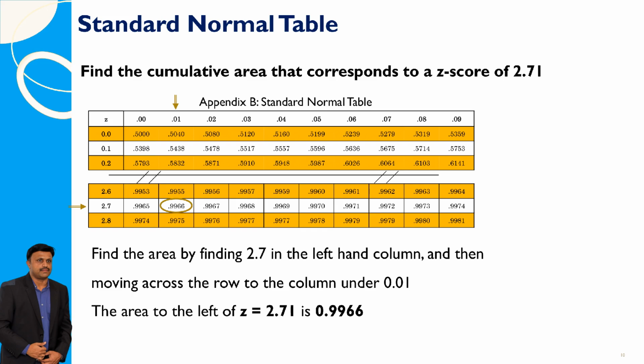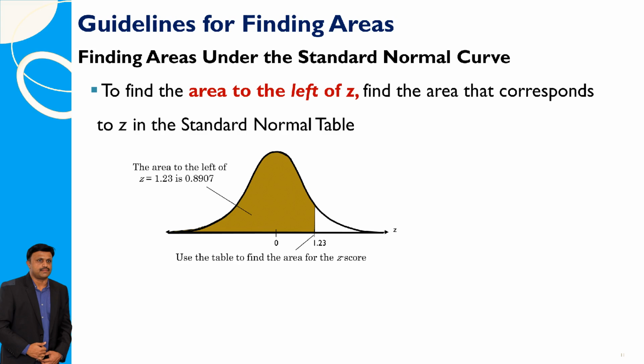To find the cumulative area corresponding to a z-score of 2.71 using the standard normal table, locate 2.7 in the left-hand column and then move across the row to the column under 0.01. The area to the left of z equals 2.71 is 0.9966. To find the area under the standard normal curve to the left of a given z-score, refer to the standard normal table to determine the corresponding area.